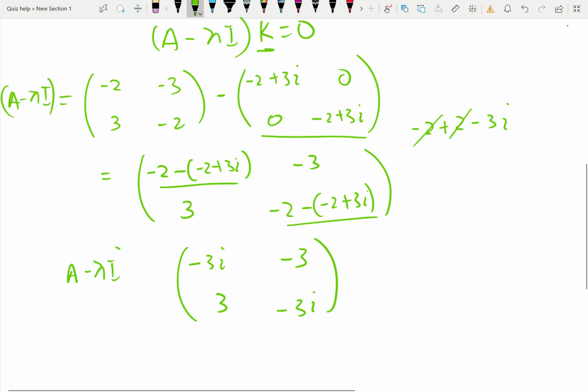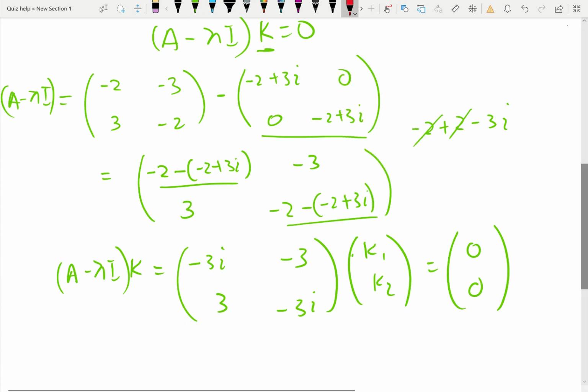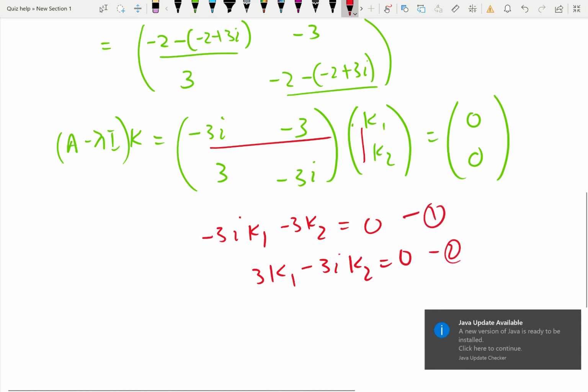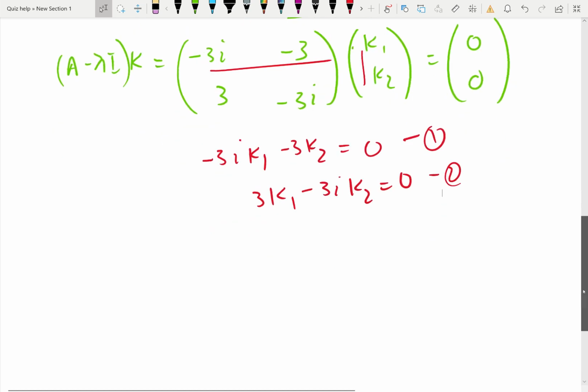Now we want to solve this equation for k. So we need to find little k1 and little k2, and the right hand side is 0, right? So what are the two equations we get? If you multiply, we get -3i k1 minus 3k2 is equal to 0, and 3k1 minus 3i k2 is equal to 0. Now we have two equations and we know these two equations are the same. So what is the simplest equation? Well, let's use the second equation. Really, you can use any equation.